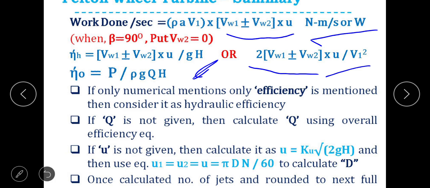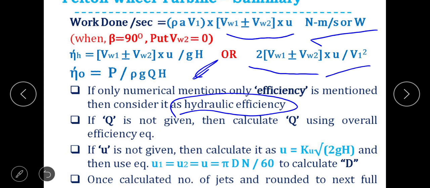If in a numerical only efficiency is mentioned, then consider it as hydraulic efficiency. Suppose in a numerical problem, if it is asked to find out the efficiency of Pelton wheel, it means you have to find out hydraulic efficiency. If at all it is asked for mechanical efficiency, they will say mechanical efficiency or overall efficiency or volumetric efficiency. If no prefix is given, it means hydraulic efficiency.